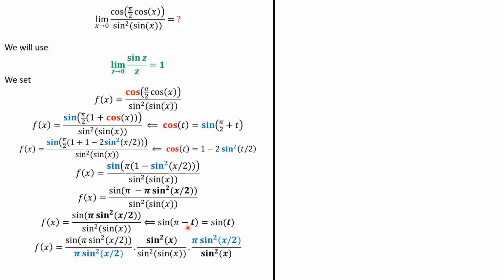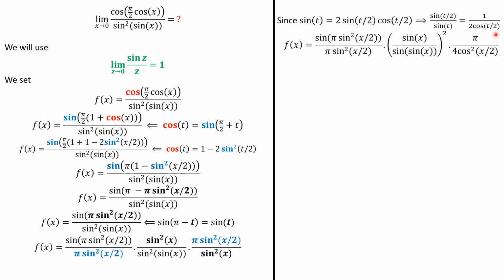Next, we further simplify this third term because sine t is 2 times sine of t over 2 cosine of t over 2. So sine of t over 2 over sine t is 1 over 2 cosine of t over 2. So this further simplifies as pi over 2 times cosine of x over 2, the whole thing squared. That's why we have 4 cosine squared of x over 2.